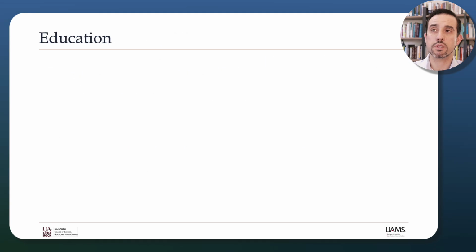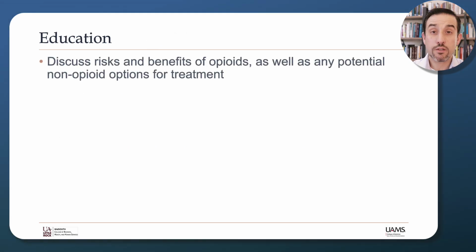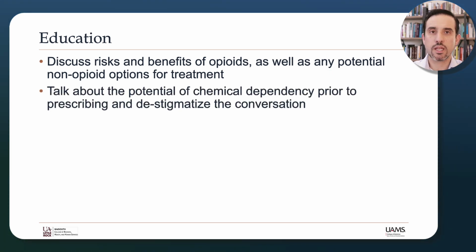again, is highly related to overdose risk. On the education front, what you can do is discuss the risks and benefits of opioids before prescribing them, as well as any potential non-opioid options for treatment. Make sure that we're thinking about what is the best match for the patient and their problem. And if you are talking about risk, actually make sure we talk about the potential of chemical dependency and that it's okay to talk to you about that.